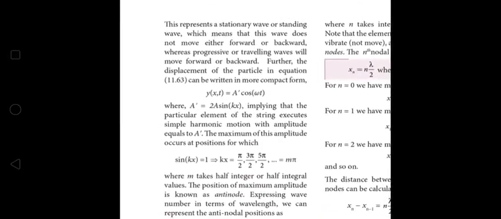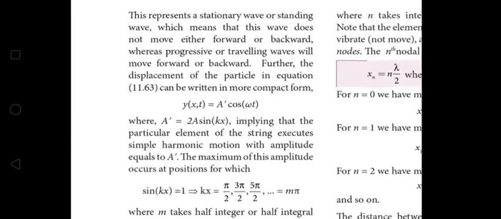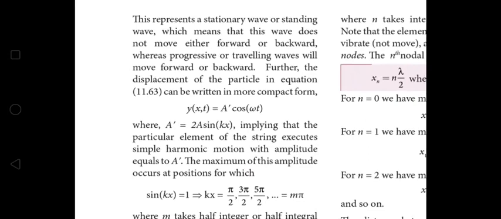So this represents the stationary or standing waves, which means that the waves do not move forward or backward, whereas a progressive or traveling wave will move forward or backward. So what is the meaning of stationary waves? It means the waves do not move forward or backward, but a progressive wave will move forward or backward.